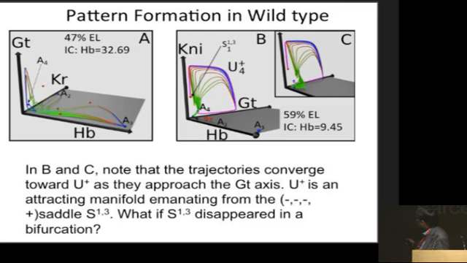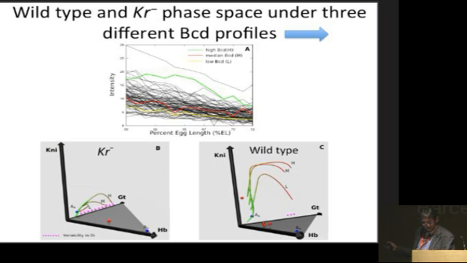And notice that these various trajectories, okay, we happen to be at 59% egg length here, measured from the anterior pole. These various trajectories are heading over for the giant axis, but as they approach, they're drawn to this unstable manifold U4 that emanates from this saddle, S13. And notice how they come together here. Okay, this is in wild type. Now, what about in mutants?